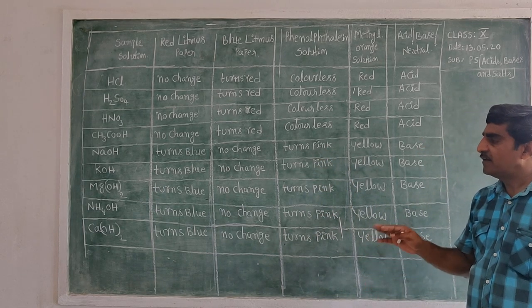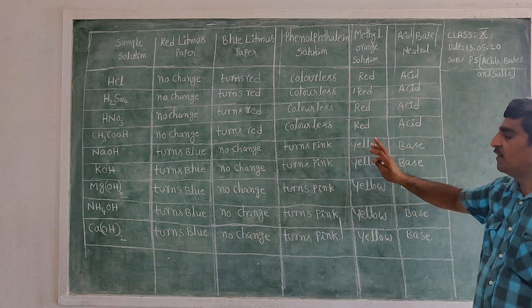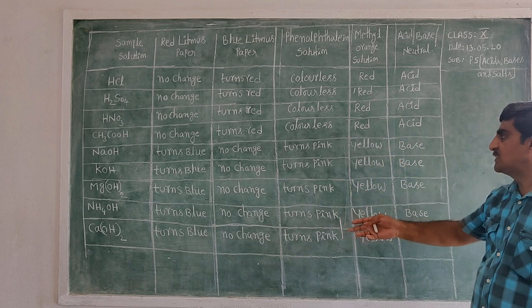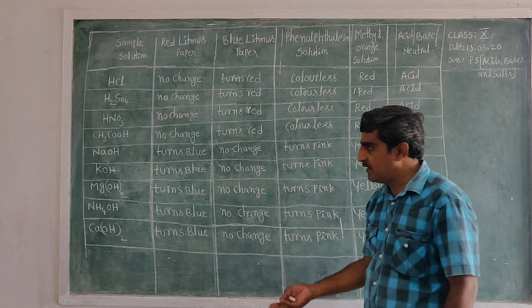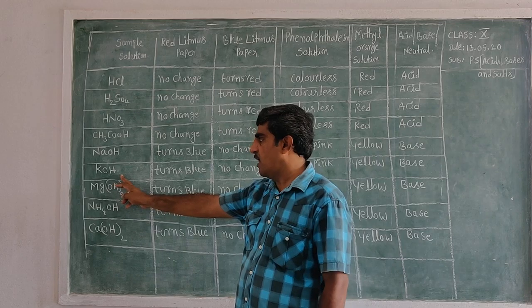The given sample tested with methyl orange indicator turns yellow. Hence the given sample is a base. And the other sample, KOH, potassium hydroxide.